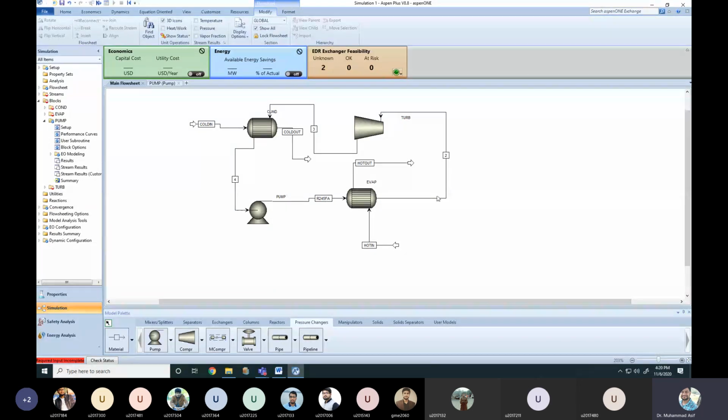superheated vapor, or at least dry vapor, purely dry vapor. We don't want any liquid component here, because if any liquid enters into the turbine, then the turbine can be damaged. So we don't want any liquid at the outlet of the heat exchanger.